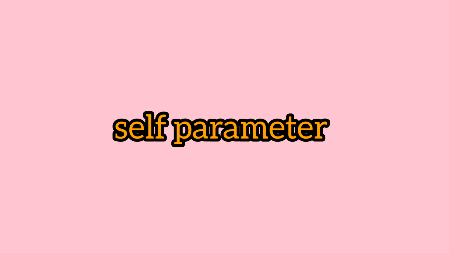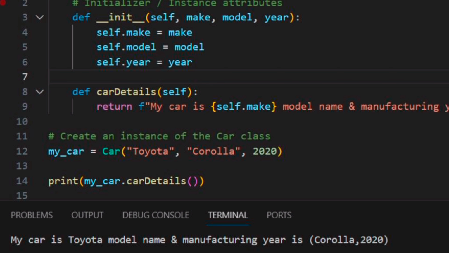Now we will see the use of the self parameter. The self parameter is a reference to the current instance of the class. It is used to access variables and methods defined in the class. Here in this example, we are accessing make, model and year variables of the class Car.